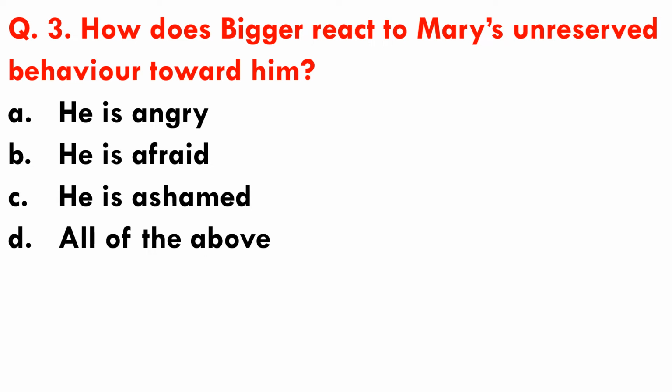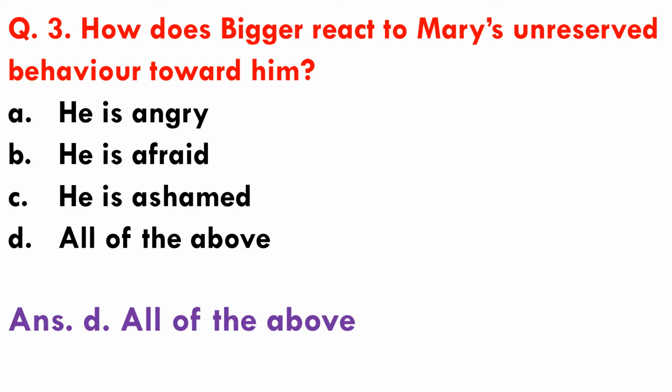Question number 3. How does Bigger react to Mary's unreserved behavior toward him? So what was the reaction of Bigger to Mary's unreserved behavior toward him? Options are A. He is angry, B. He is afraid, C. He is ashamed, and D. all of the above. So Bigger had all these feelings, that is, he was angry, he was afraid, and he was ashamed. So the correct answer is option D, that is, all of the above.